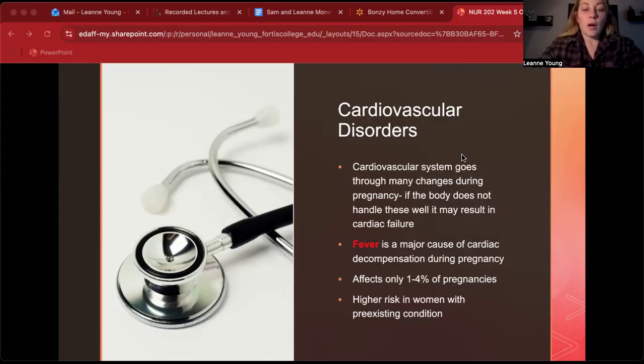Okay. So the cardiovascular system goes through many changes during pregnancy, like we talked about in the content for your first exam. If the body does not handle these well, it may result in cardiac failure. Fever is a major cause of cardiac decompensation during pregnancy, which is why we always tell moms if you have a temperature, you need to call into your OB. And we're going to be recommending them to take Tylenol every 4 hours until their fever subsides. Fever during pregnancy is pretty dangerous for both mom and the developing fetus. This affects only 1 to 4% of pregnancies, and it's higher risk in women with pre-existing conditions.